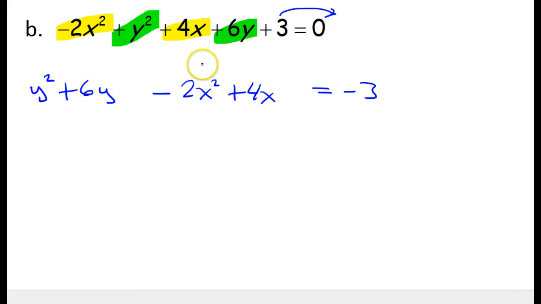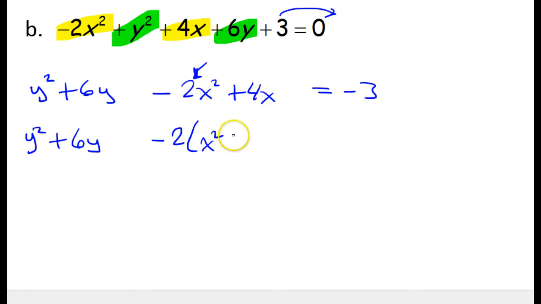It's time to complete the square, except for one thing. The x squared has this coefficient in front. I'm going to have to pull that outside of parentheses before I can complete the square. So if I take this negative 2 outside of parentheses and then really divide both of these by negative 2, 4 divided by negative 2 is negative 2. Okay, I'll leave space to complete the square.